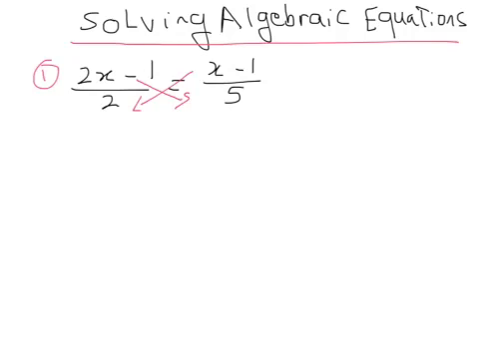So by cross multiplying, I want you to do this step, which is 5, use the bracket because the 5 is multiplied by 2x minus 1. Equal to 2 as well multiplied by x minus 1.